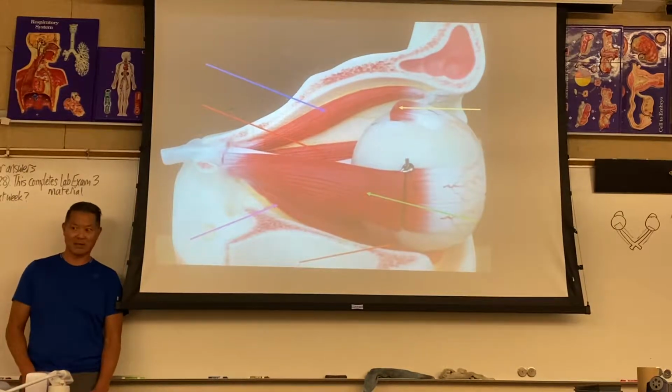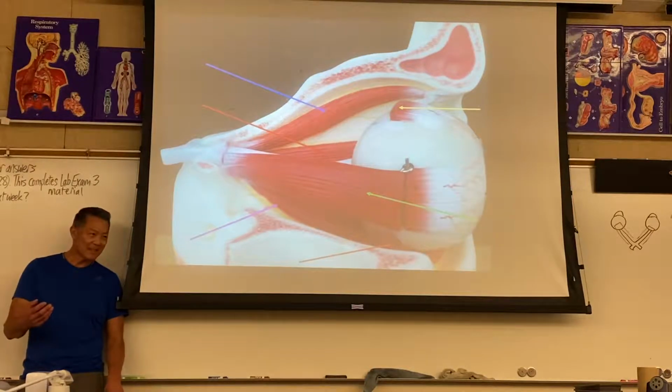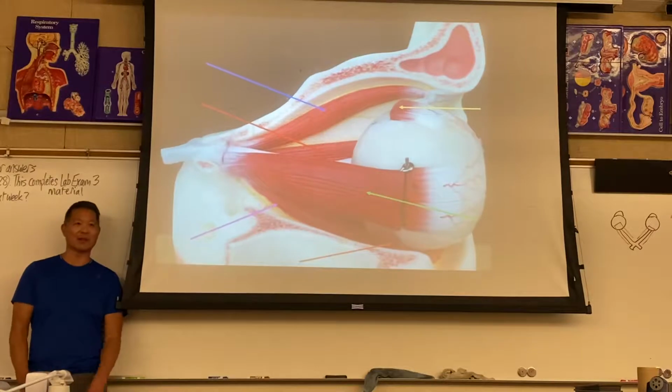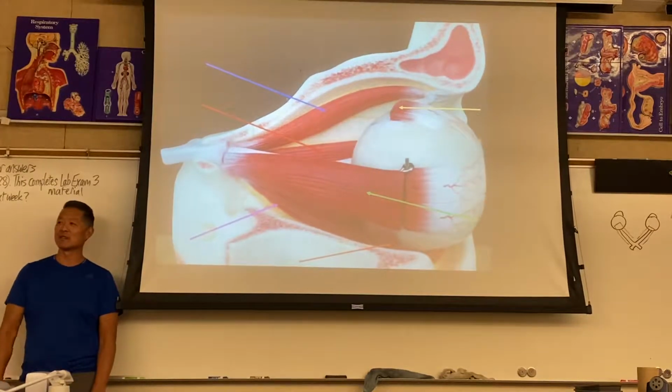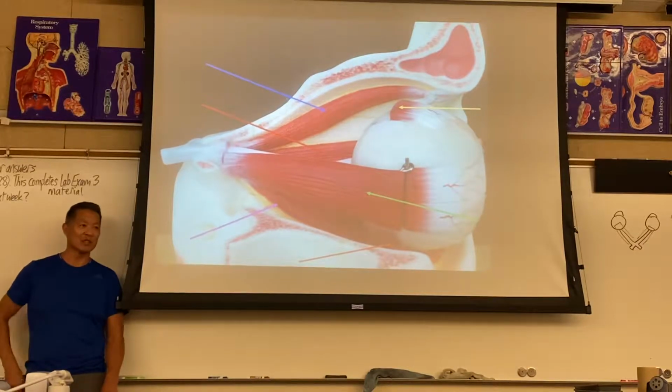You can move your eyeball in a circle. Medial lateral, the two superiors, the two inferiors. There are your three pairs of antagonists. Now you can move your eyeball in a circle.